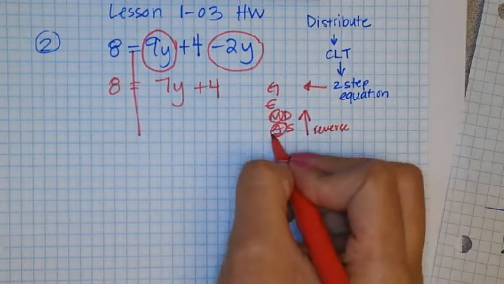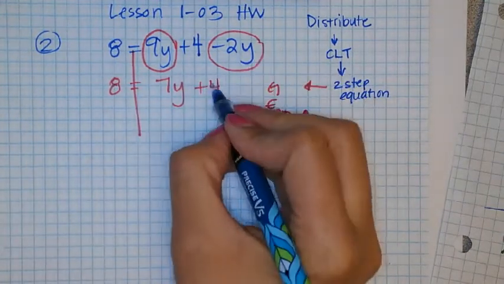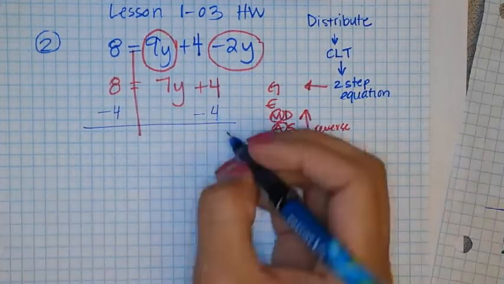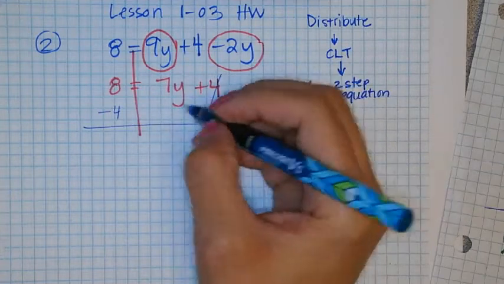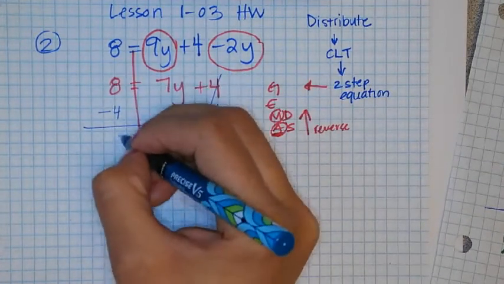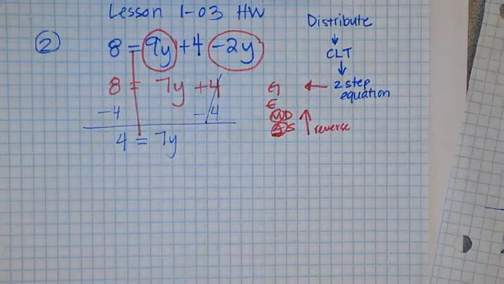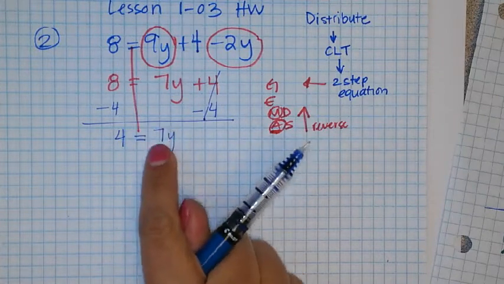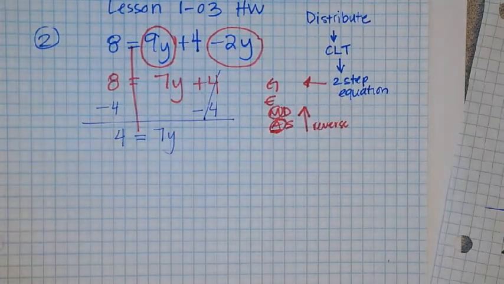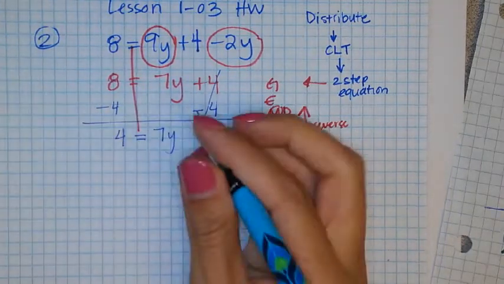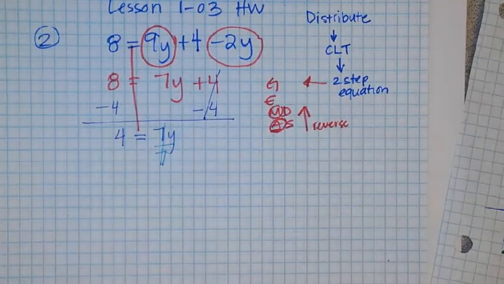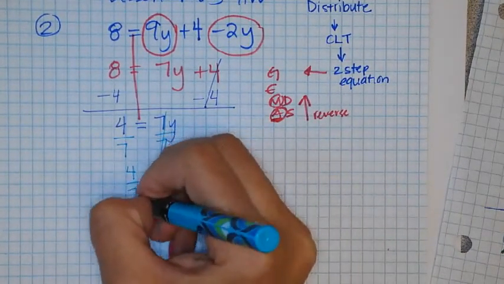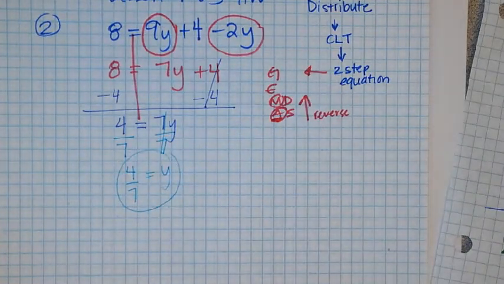So I'm going to reverse the addition first, and I'm going to do the inverse of plus 4, which is minus 4. And I do it to both sides to maintain equality, and I show it on both sides. These cancel out. I'm left with 7y equals 4. Then from here, I have a 7 times y. This is a multiplication. The inverse of multiplication is division. So I will divide by 7 here to 1 it out, and then what I do to one side, I do to the other to maintain equality. So y equals 4 over 7. Okay?